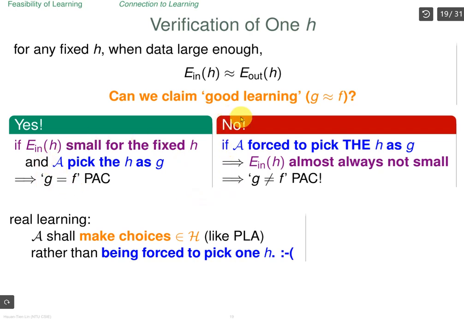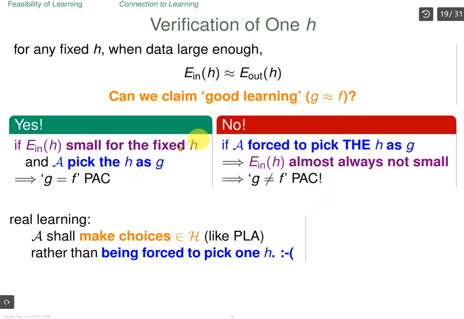Or we can also say no, we cannot claim good learning because the algorithm is forced to pick only the single fixed hypothesis as g, right? Even though in sample error is not small. So if in sample error is not small, then we cannot say that the selected hypothesis approximates the target function f. So we cannot claim PAC.